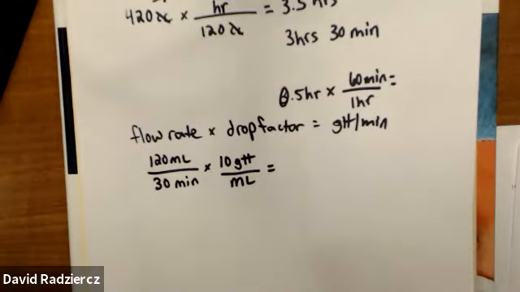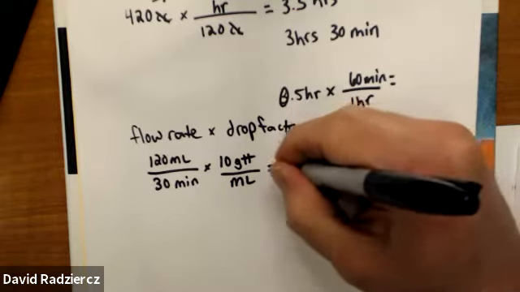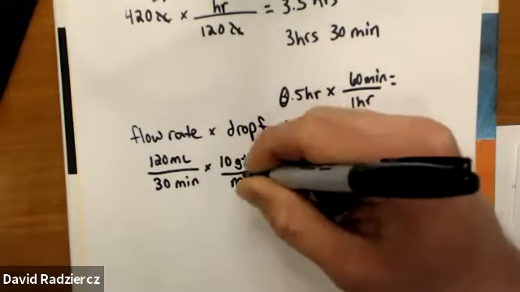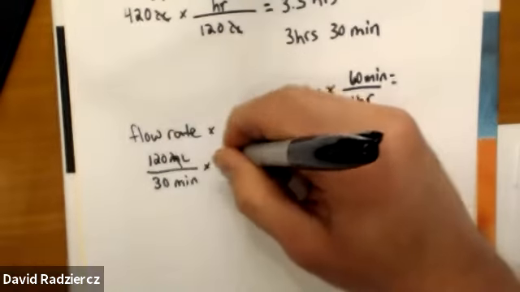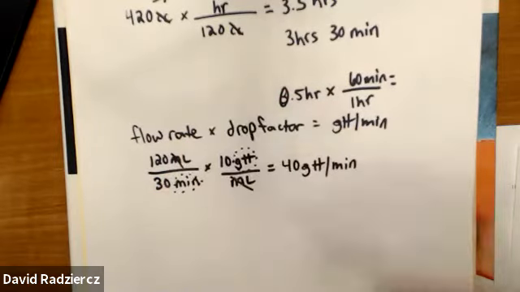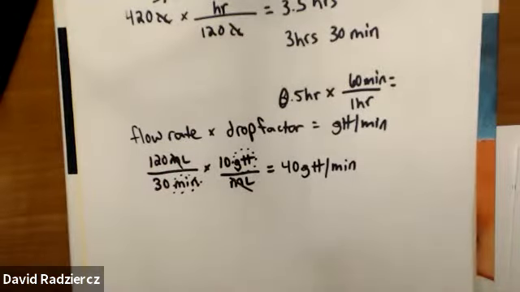Let me just double check. Yeah, 40 drops per minute. So again, you'll know that you've done this right because you're left with just what you were looking for, the drops per minute. So 40 drops per minute.